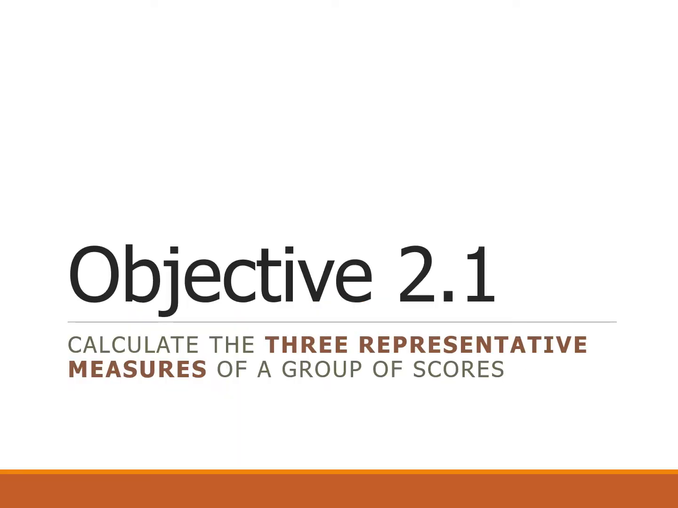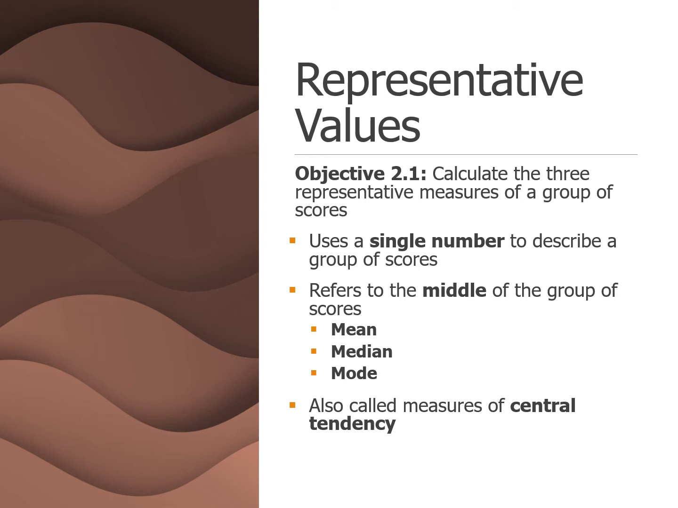So for our first objective, let's calculate the three representative measures of a group of scores. All right, so the first area we're going to talk about are the representative values. A representative value is a single number that describes a group of scores. It usually refers to the middle of a group of scores, and we also call this the central tendency. The three that we often use are the mean, the median, and the mode.